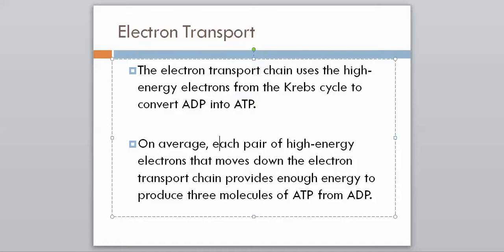And on average, each pair of high energy electrons that moves down the electron transport chain provides enough energy to produce 3 molecules of ATP from ADP. So that's just kind of some numbers, how much energy we're actually getting. So it's around 3 molecules of ATP from ADP that we'll get with these high energy electrons.